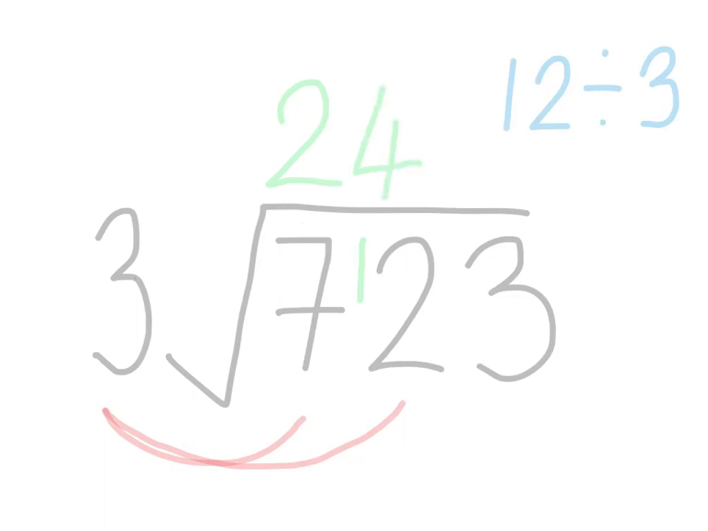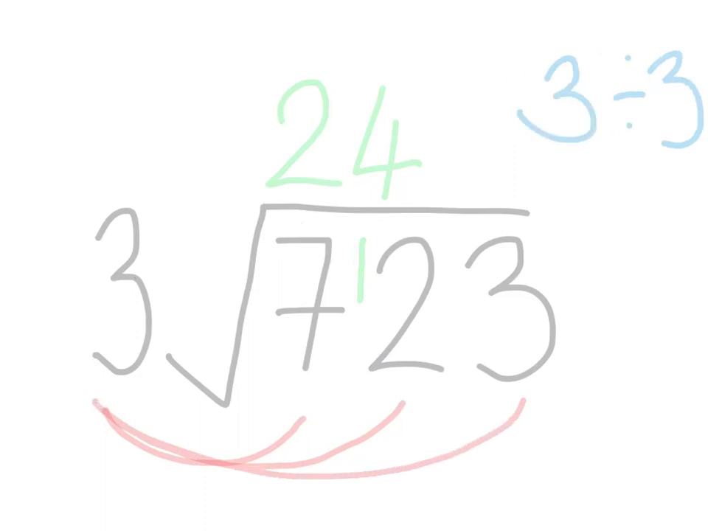Finally, we go on to our last number within our bus stop and we divide that by 3. 3 divided by 3 equals 1, so we add that right on top of the 3. And there you have the answer when you have a remainder within the bus stop. So 723 divided by 3 is 241. And that's your sum complete.